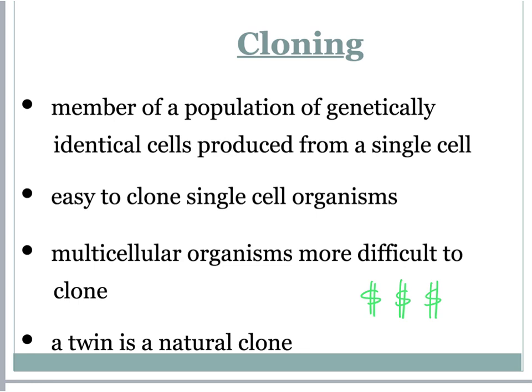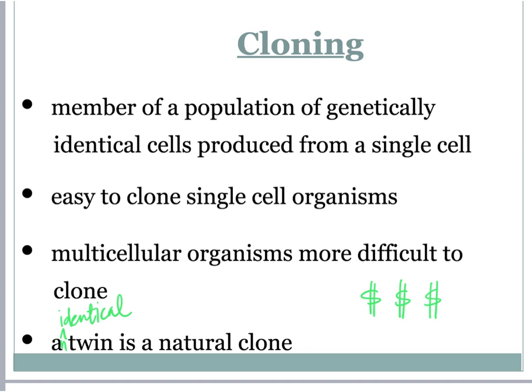Something kind of cool, identical twins. So I'm going to add here, an identical twin is a natural clone. Now, fraternal twins are not natural clones. They're not identical. With fraternal twins, there's 2 eggs, 2 sperm. The eggs get fertilized and develop at the same time. Identical twins, 1 egg, 1 sperm. The egg gets fertilized by the sperm.